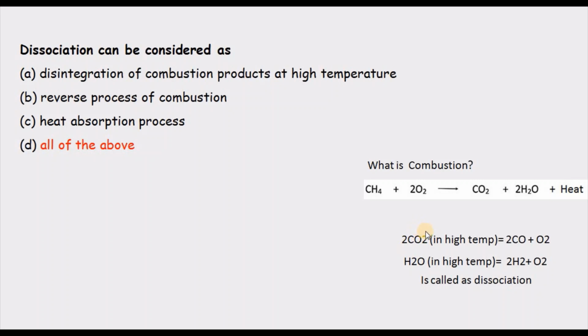temperature. The CO2 molecule is going to absorb heat to disintegrate. Similarly, this also is going to absorb the heat. That is, in the presence of high temperature and by absorbing the heat, these products of combustion are going to disintegrate, and this process is called dissociation. So dissociation is the disintegration of the combustion products at high temperature. This is the correct answer.